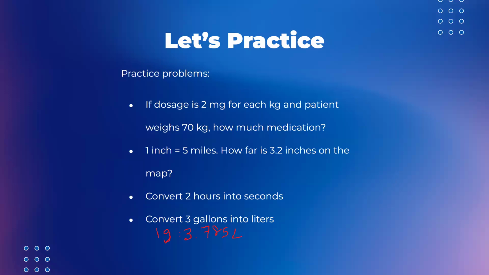I'm pretty sure 3.2 inches on the map is 16 miles. Yeah, okay, good job. How you would want to do this is, again, we have a proportion or comparing two ratios. So 1 inch to 5 miles, so 1 to 5 equals 3.2 to some number x. And then we can just find out that x equals 3.2 times 5, which I believe that should be right.